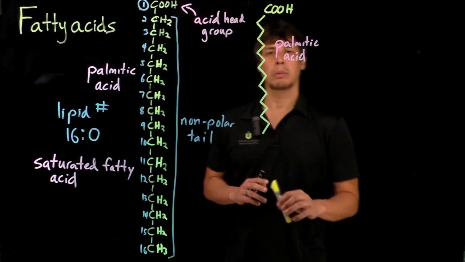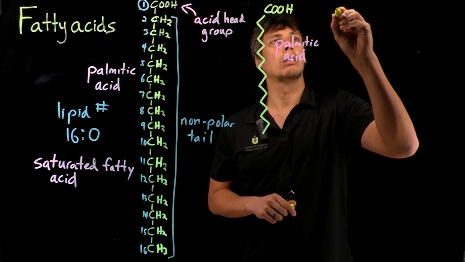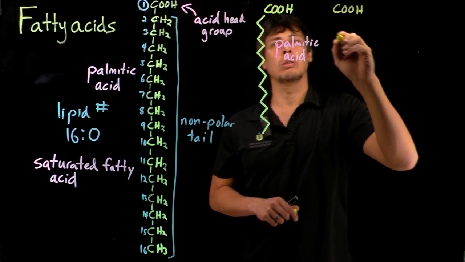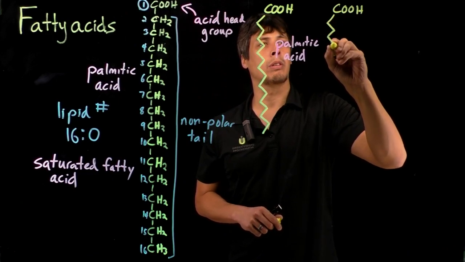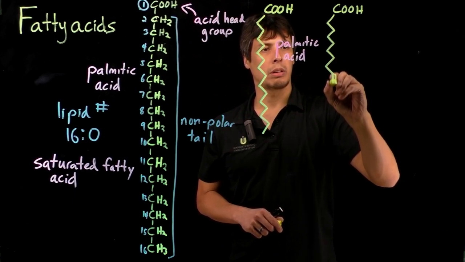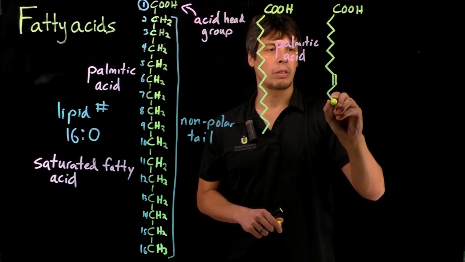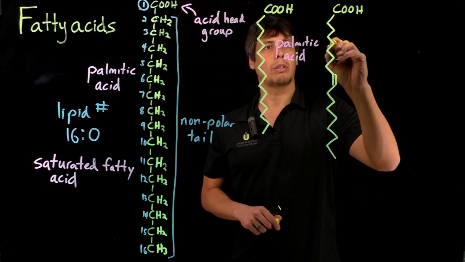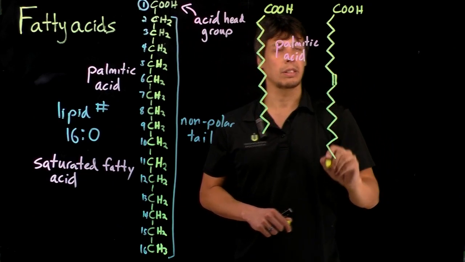Good. So we have an example of a saturated fatty acid in line notation. So let's draw an unsaturated fatty acid. Again, we start from a COOH head group. This is carbon 1, 2, 3, 4, 5, 6, 7, 8, 9. And we put, in this case, a double bond at the 9 carbon, 10, 11, 12, 13, 14, 15, 16, 17, 18.